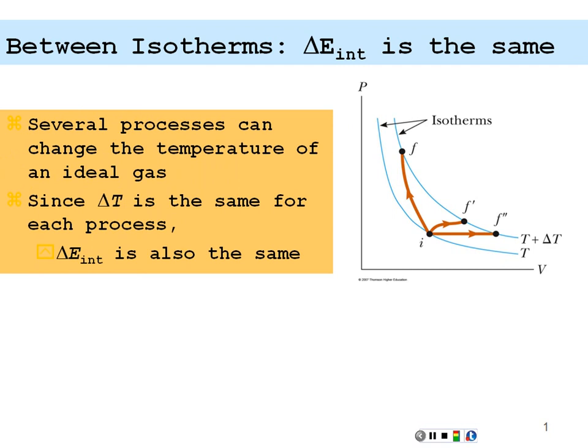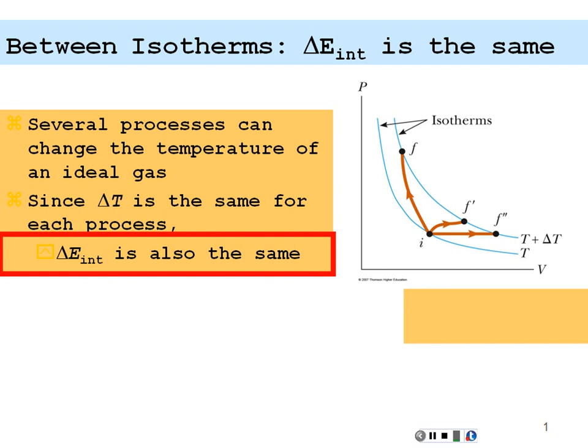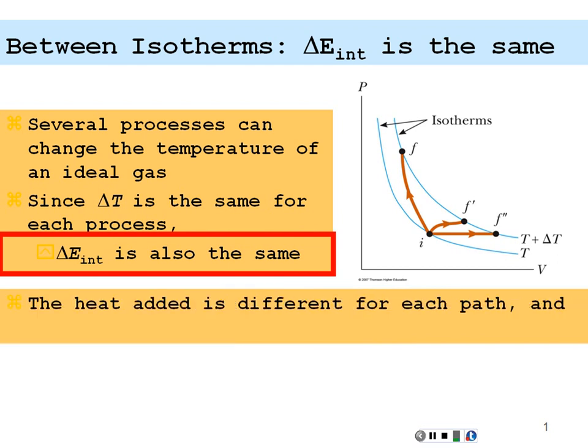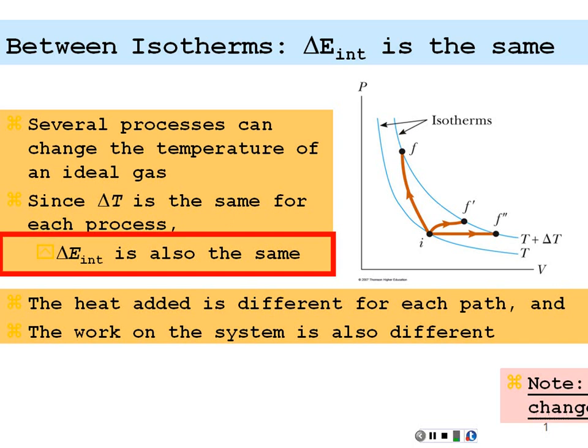There are several processes that can change the temperature and the state of a system, and for all these processes that would change between these states, our change in internal energy will be the same. However, the heat added could be different. It's going to be different for any particular path that we choose. And the work done on the system will also be different by the first law of thermodynamics.